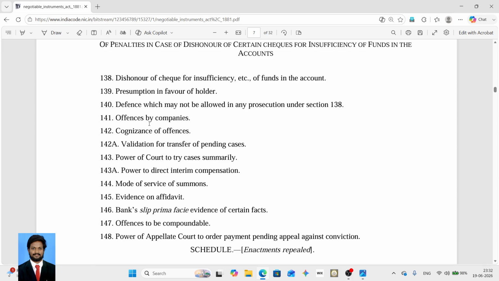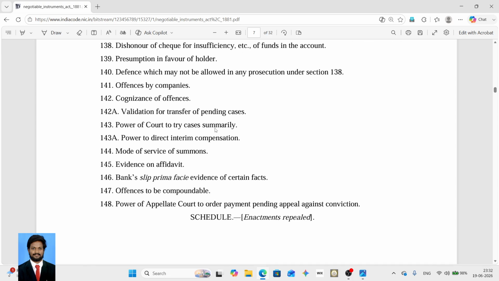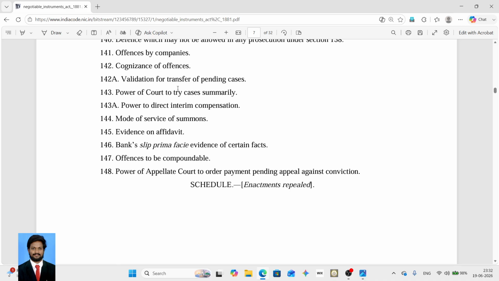141 offences by companies. 142 cognizance of offences. 142A validation for transfer of pending cases. 143 power of court to try cases summarily. 143A power to direct interim compensation. 144 mode of service of summons.